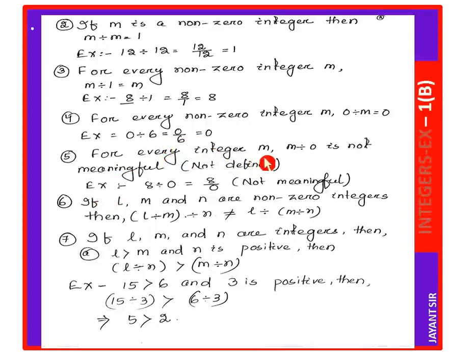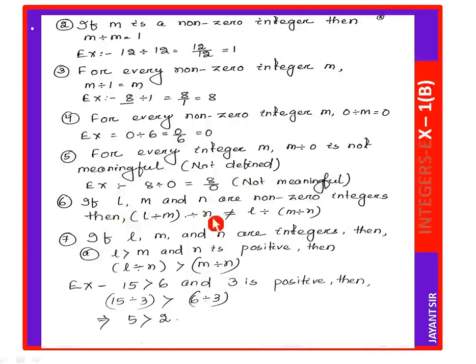For every integer m, m divided by 0. Here be careful, children. M divided by 0 is not meaningful. That means m divided by 0 is not possible. It cannot be divided, so it is not defined. Example, 8 divided by 0, that means 8 by 0. We cannot divide that, that's why it is not meaningful. It is not defined.